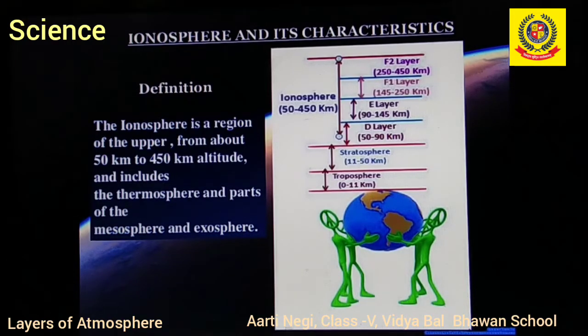And again it is one of the very important layers of our atmosphere. The thermosphere and mesosphere that I have already told you about are actually part of ionosphere. We can say ionosphere is divided again into two layers, that is thermosphere and mesosphere.